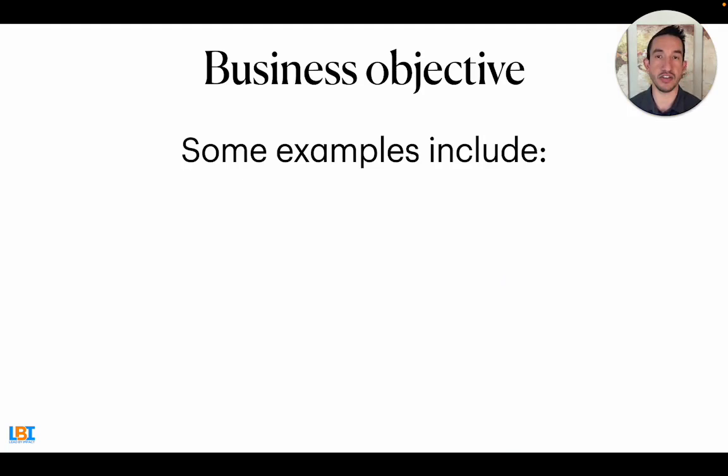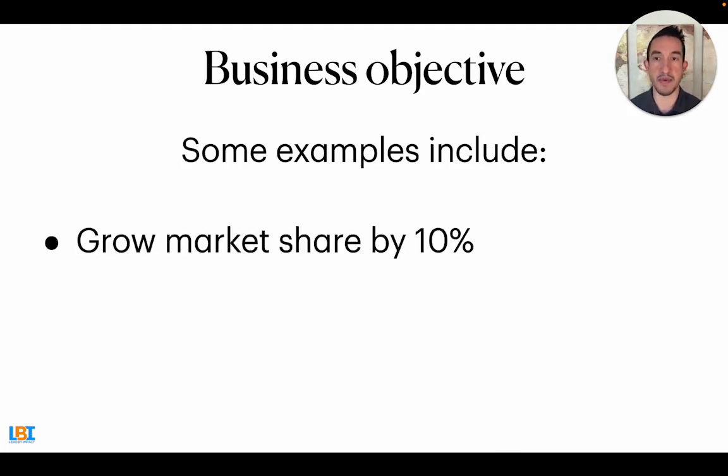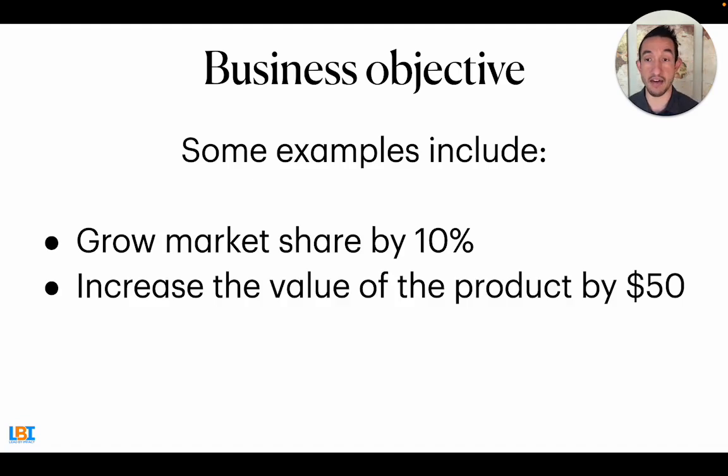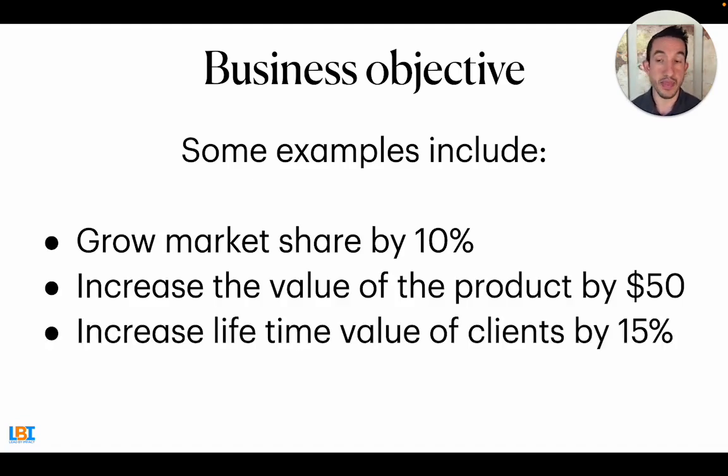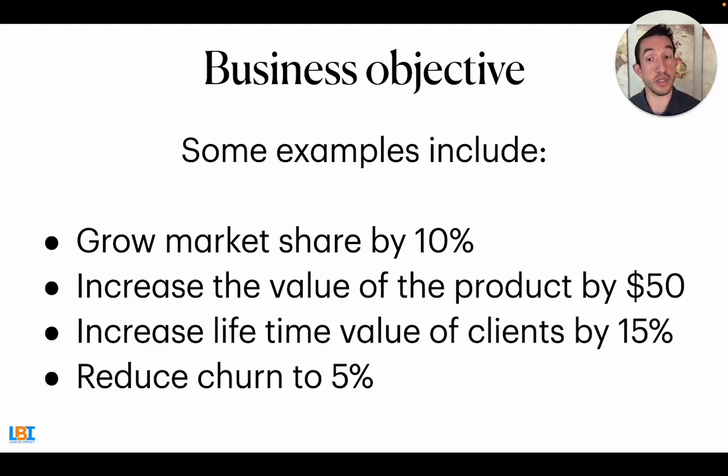Well, let's dive into some examples here. So one type of business objective might be to grow market share by 10%. Another business objective that the company might have is to increase the value of the product by $50. Another type of business objective can be increase the lifetime value of clients by 15%, or maybe they just want to reduce the churn.